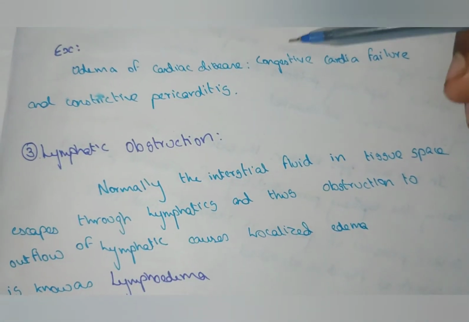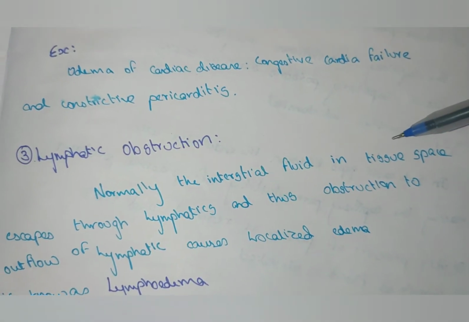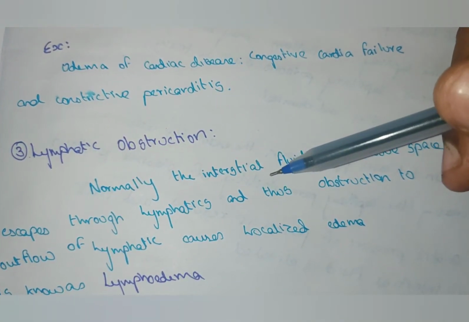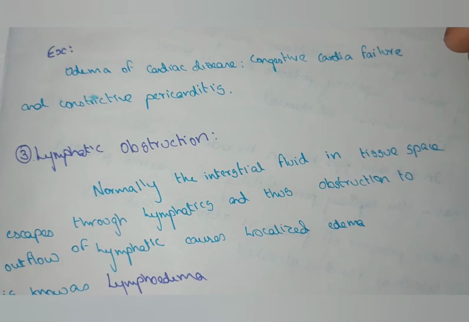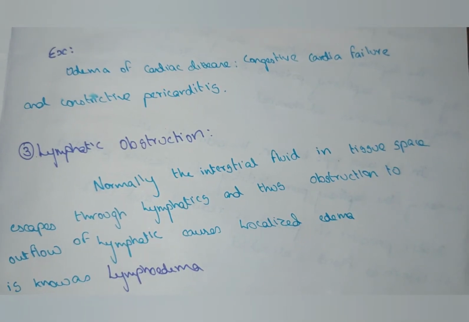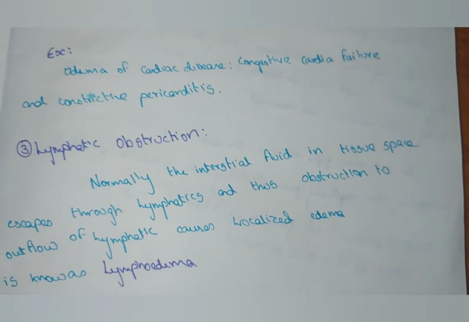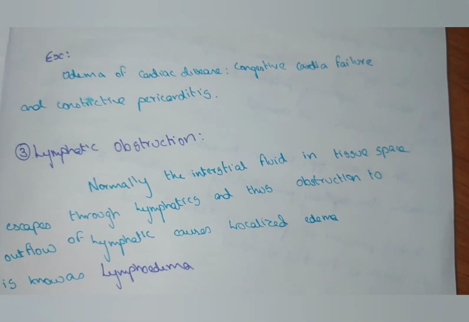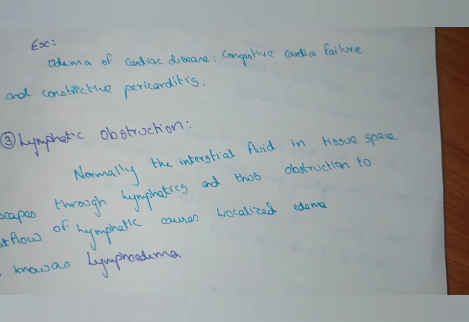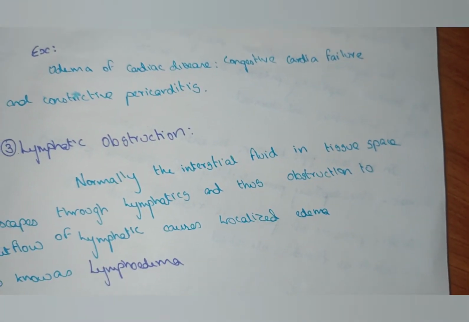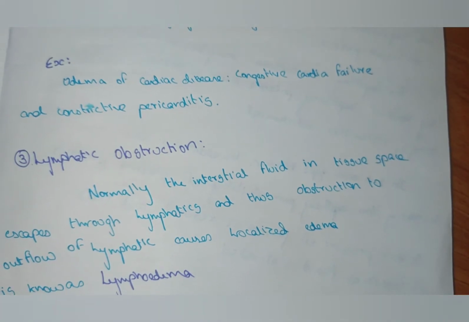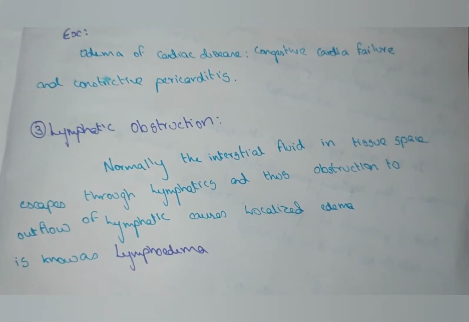Lymphatic obstruction. Normally, the interstitial fluid in the tissue space, otherwise known as the interstitial space, escapes through lymphatics. When there is any block or obstruction of the outflow of the lymphatics, it leads to localized edema, which is known as lymphoedema.